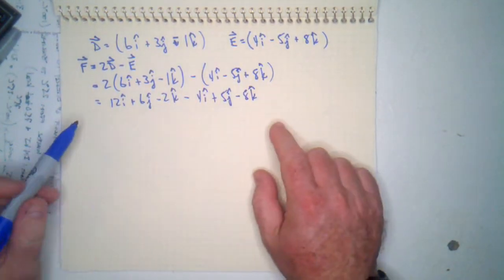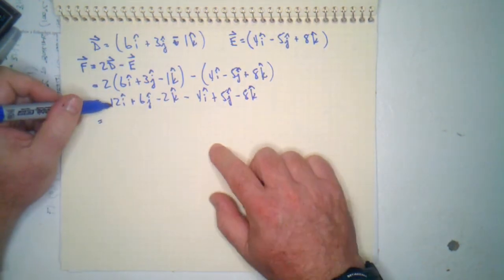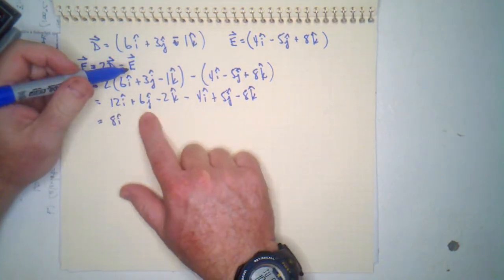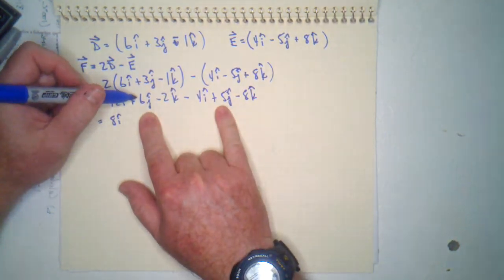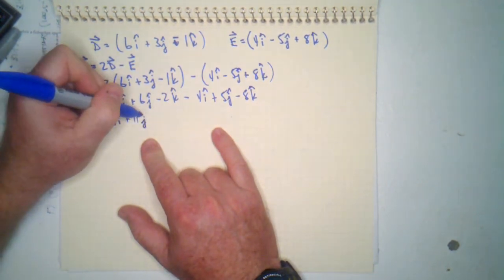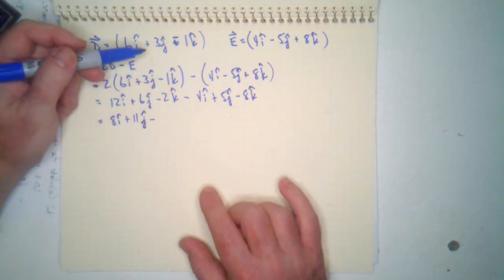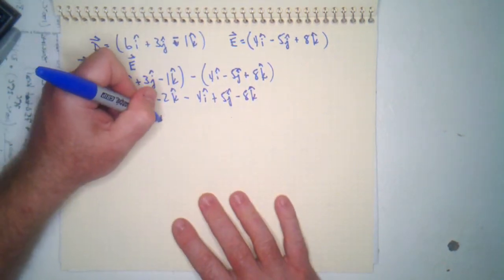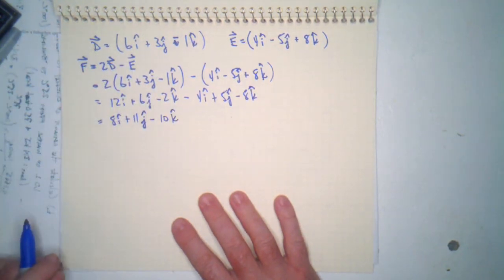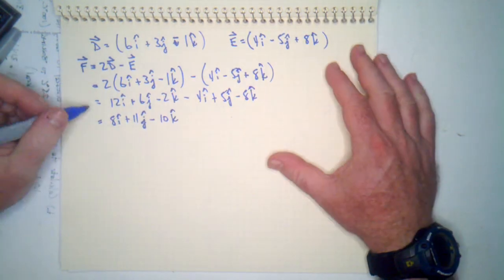Now we've got one long expression here that's got some like terms we can combine. So 12i minus 4i equals 8i hat. 6j hat plus 5j hat equals 11j hat. And minus 2k hat minus 8k hat equals minus 10k hat. So now what we have is we've got each of the components of vector F.